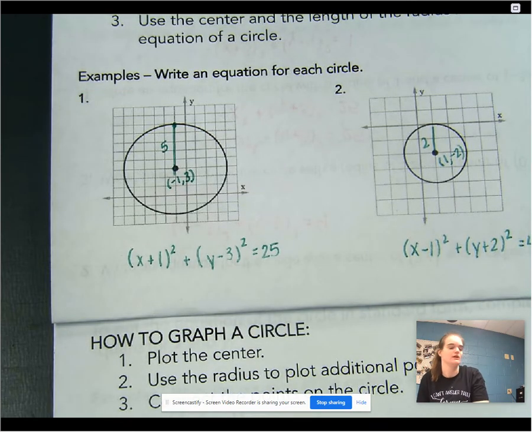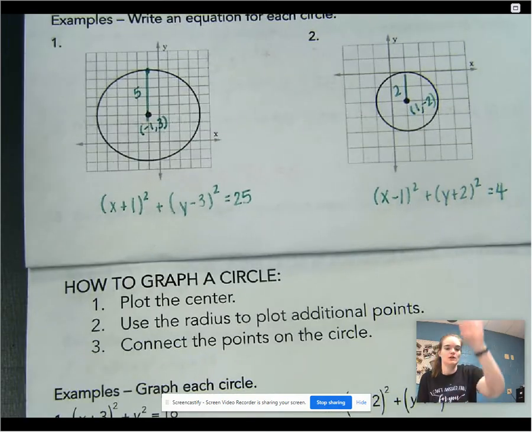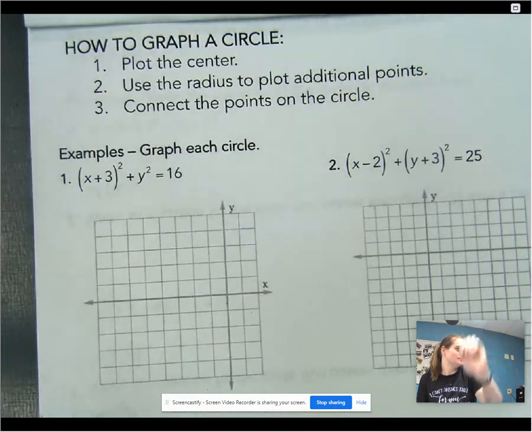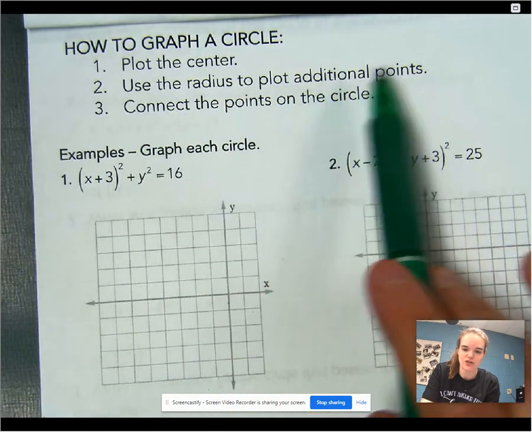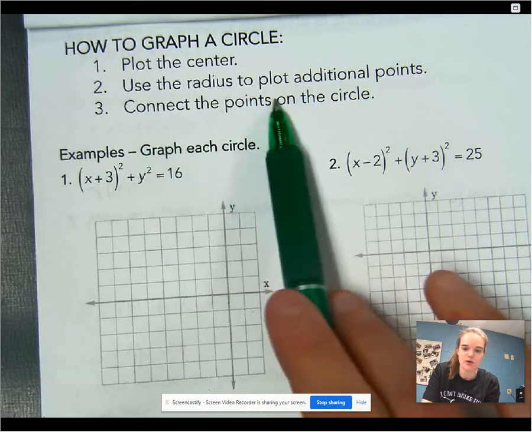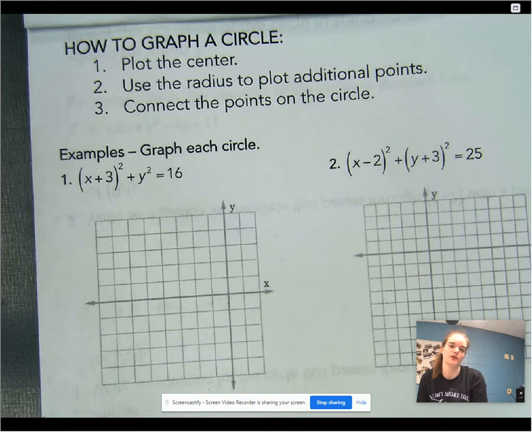Now we're going to graph them. Right, in order to graph a circle, we're going to plot the center and use the radius to plot additional points. We will then connect the points on the circle. Now ours isn't going to look perfect because we're not actually going to use a compass. We're just going to graph up to 4 points for the circle and then do the best we can, okay?